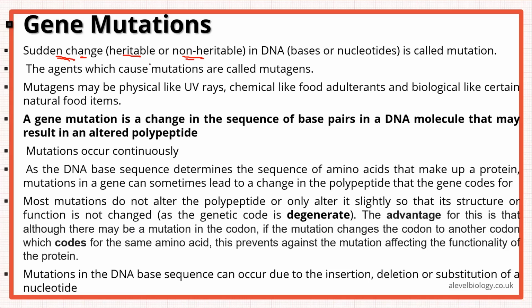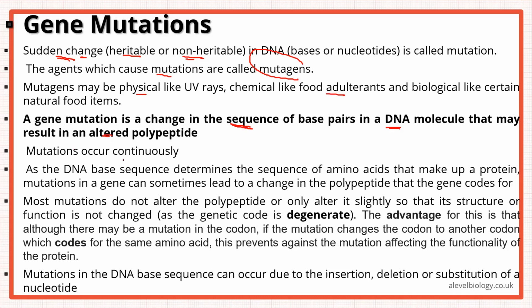So the agents which are causing mutations are known as mutagens. These can be physical, like ultraviolet rays, or chemical, like food adulterants, or biological, like certain natural food items. So remember, it is a change in the sequence of base pairs. This is what mutation is. It is a change in the base pairs in the DNA molecule, and it may result in an altered polypeptide. Because the sequencing gets changed, we can have a different protein, right?